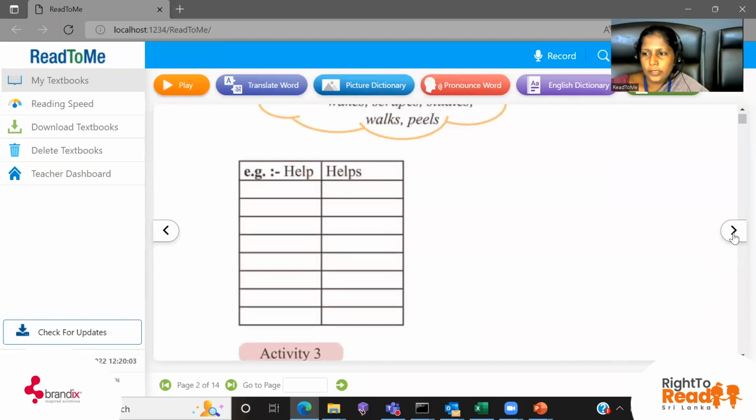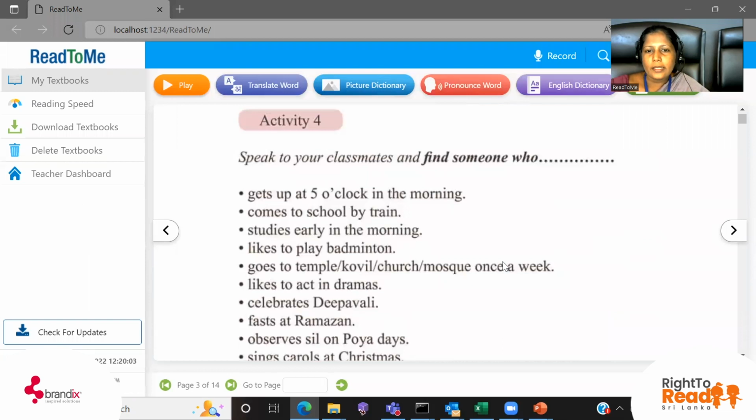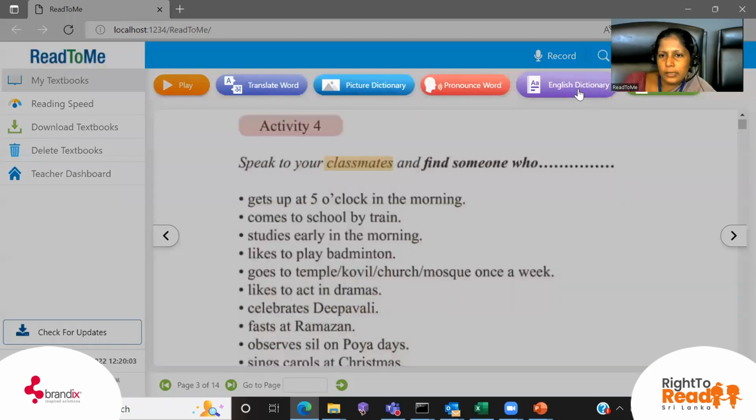Okay, we are moving to activity 4. See, it's a nice activity. Speak to your classmates and find someone who, see, speak to your classmates. Now, in your school also you can do this for pair work. So speak to your classmates. Who are your classmates? Shall I explain it from the English dictionary?